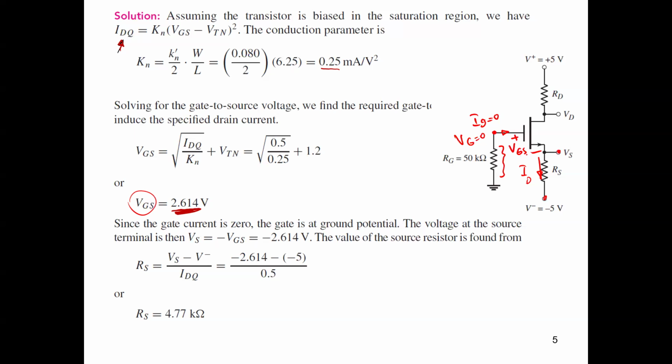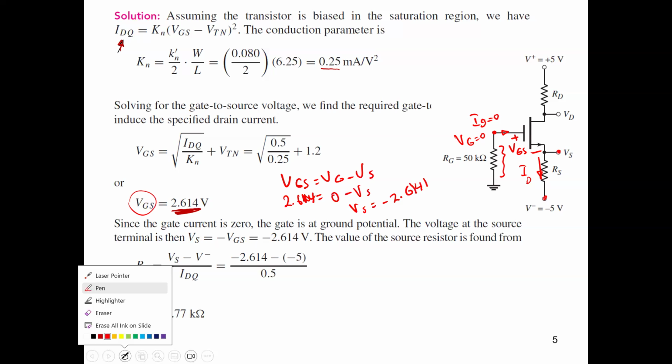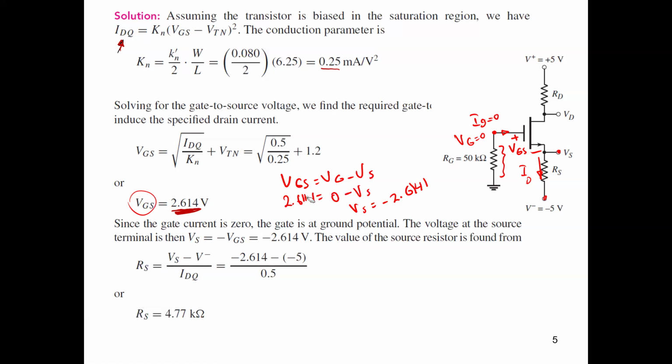And you have VGS. So we can say VGS equals VG minus VS. So minus 2.614 equals VG, which is 0, minus VS. So we can say VS equals 2.614.